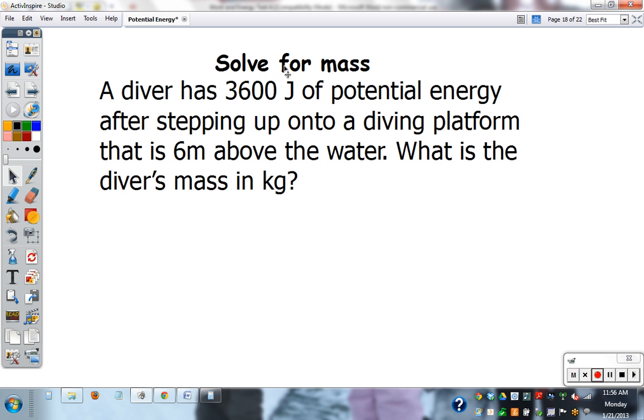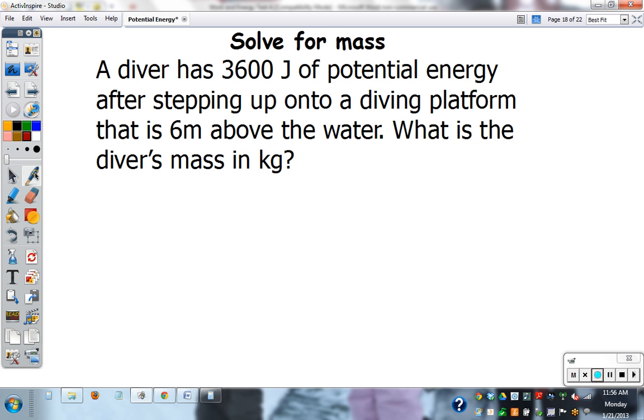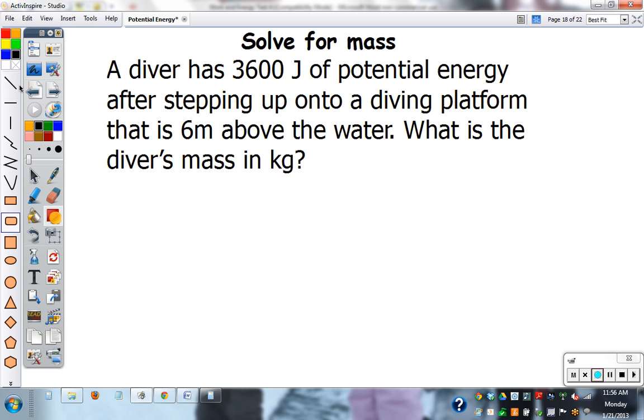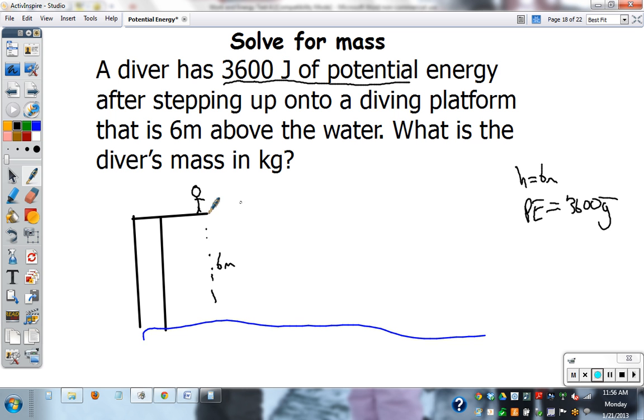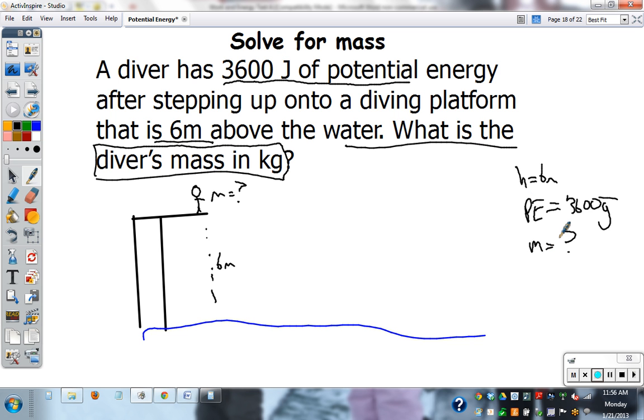So, don't write this down, but just draw the picture with me. There'll be two examples for you to draw, I think. If we have a person who wants to jump into a pool, and we know the height is 6 meters. We know there's 3,600 joules of potential energy when they're standing up there waiting to fall. The question is, what is the mass of the diver in kilograms? So mass is our question mark.